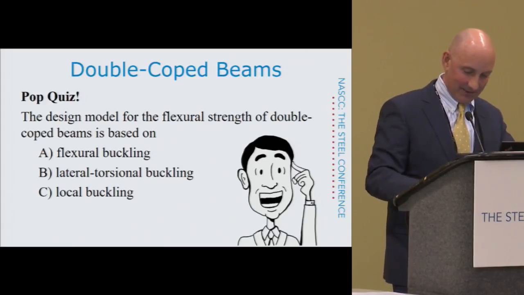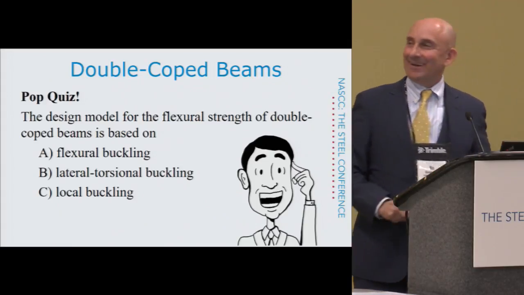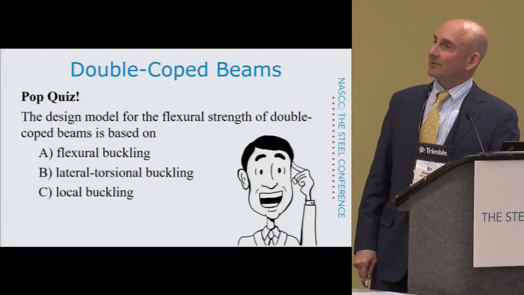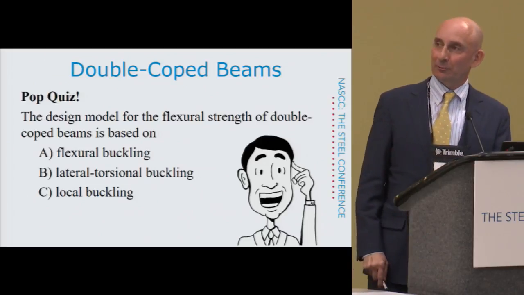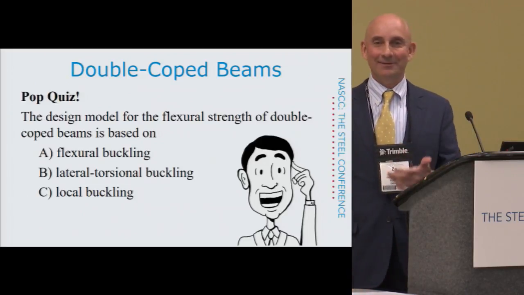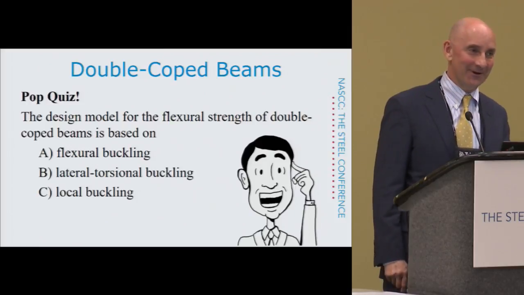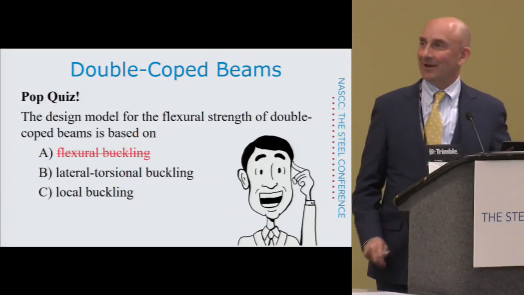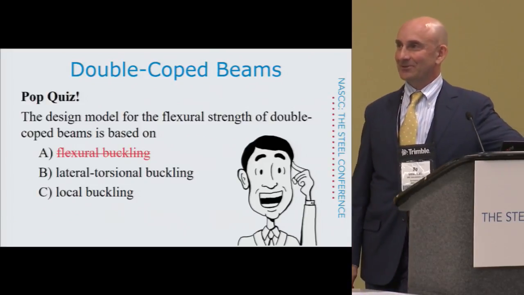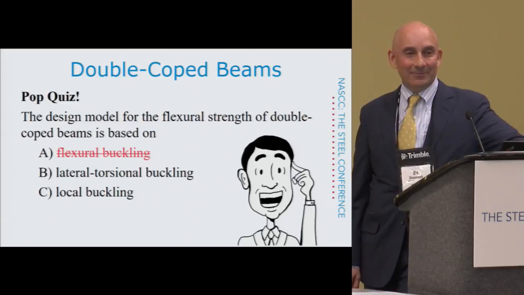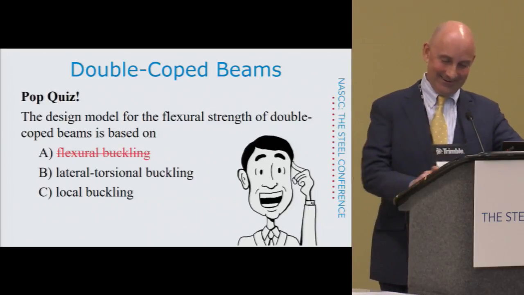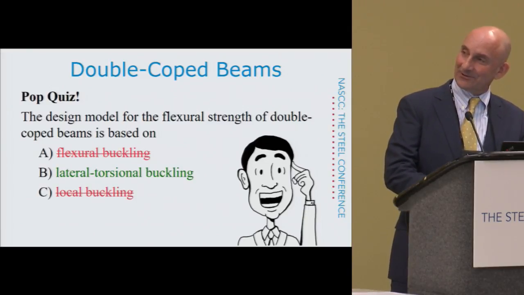All right, the final exam. It's the same question we had before, except this time we're talking about double copes. The design model for the flexural strength of double cope beams is based on... I've already given it away that that's column buckling, right? So that's probably not going to be it. We can go ahead and mark that one off. So we're left down to these two, and I think that I've talked about it enough where everybody knows which one to go with here. All right. Looks like that's right.